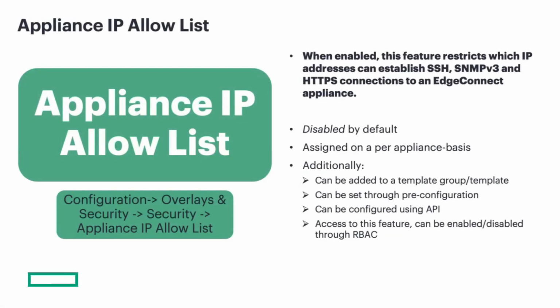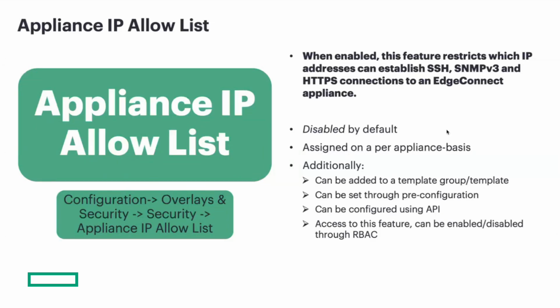So the appliance IP allow list, when enabled, creates an allow list for IP addresses that can establish connections to EdgeConnect appliances using SSH, SNMP, and HTTP. So management protocols, inbound access to appliances. It is disabled by default. It is assigned on an appliance basis.